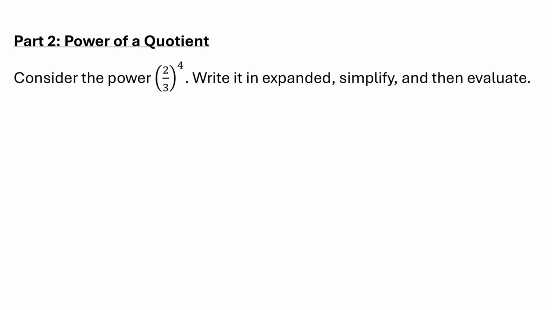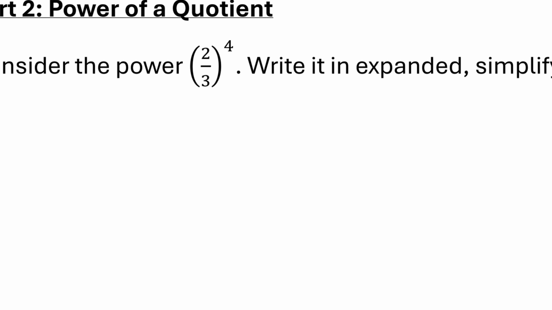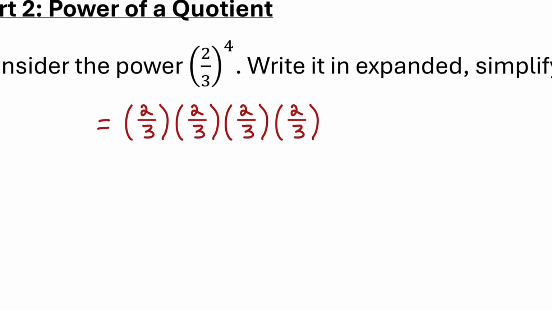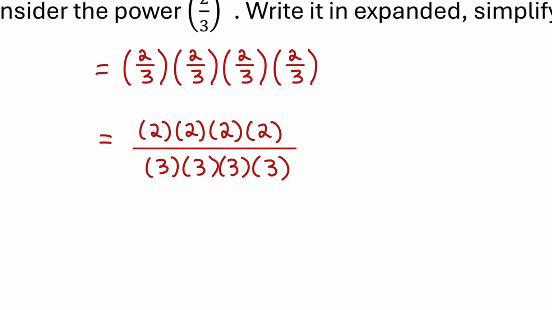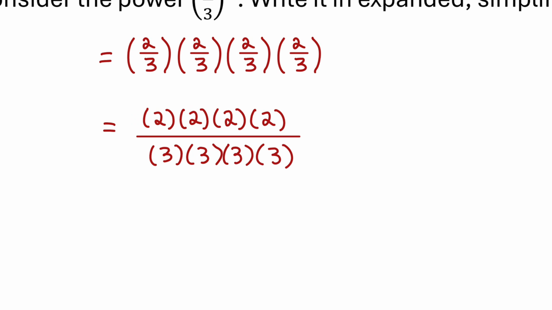So looking closely at that power of a quotient, since the base of the power is 2/3 and the exponent is 4, that means I have 4 factors of 2/3 being multiplied together. When multiplying fractions, I get the numerator just by multiplying the numerators of each of the factors. So in the numerator, I have 4 factors of 2 being multiplied together. And in the denominator, I have 4 factors of 3 being multiplied together.